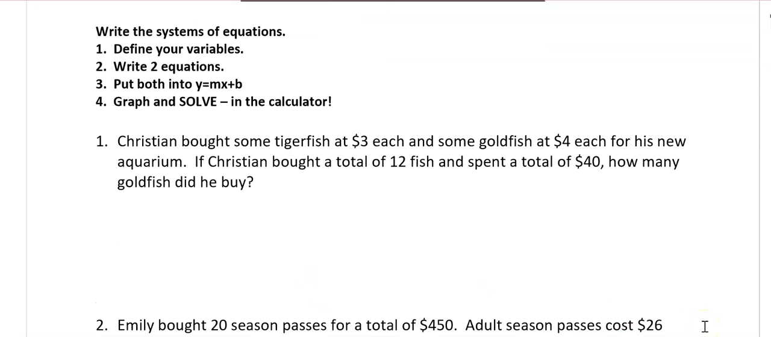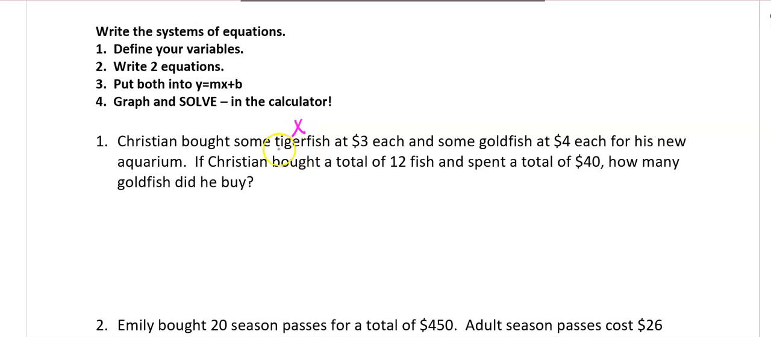Christian bought some tiger fish at $3 each and some goldfish at $4 each for his new aquarium. If Christian bought a total of 12 fish and spent a total of $40, how many goldfish did he buy? All right, so the first thing we're going to do is define our variables. And I'm just going to do it in order.